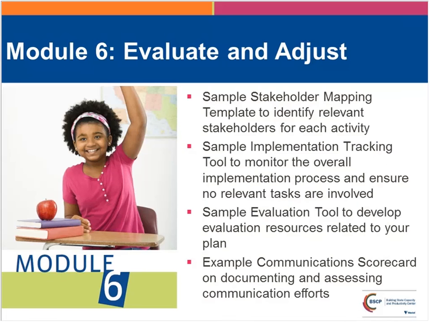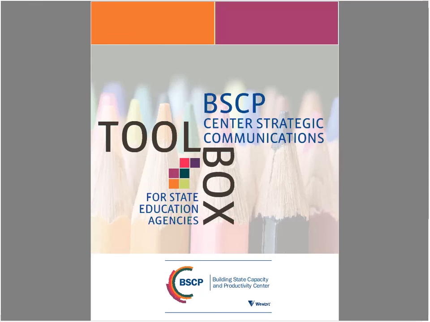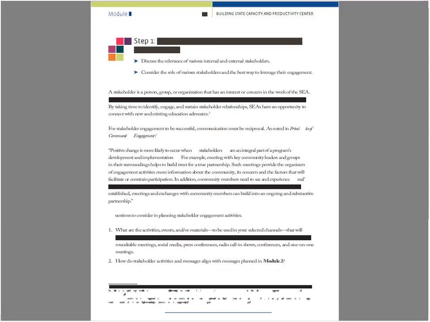Now let's look at the toolbox to see what resources are available to help you implement and evaluate your plan. Looking at the toolbox, Module 6 covers the tasks we discussed for implementing and evaluating the plan. It has narrative text around those tasks. And it also includes, for step 1 that we reviewed on creating meaningful stakeholder engagement activities, if you turn to page 70, there it is.